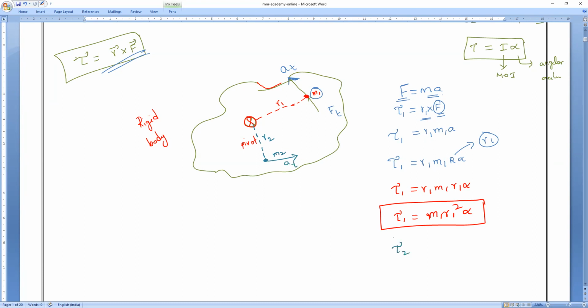Now tau 2, the torque produced by this particle, is equal to M2 R2 square alpha. If I take a third particle somewhere here, whose acceleration is acting in this direction, this distance will become R3. So how many particles can I take? An infinite number of particles I can take. Am I right or wrong? M3 R3 square into alpha.